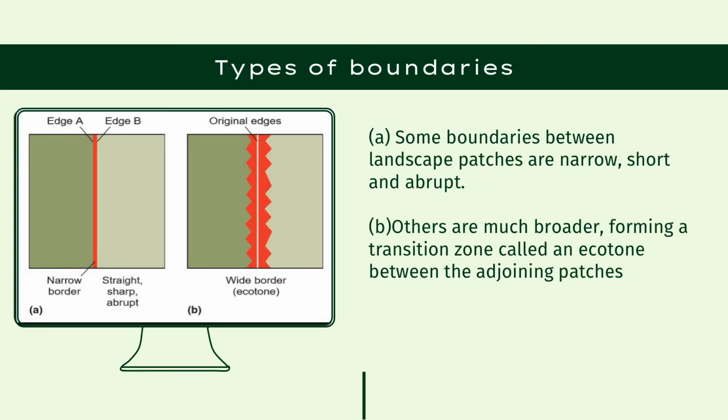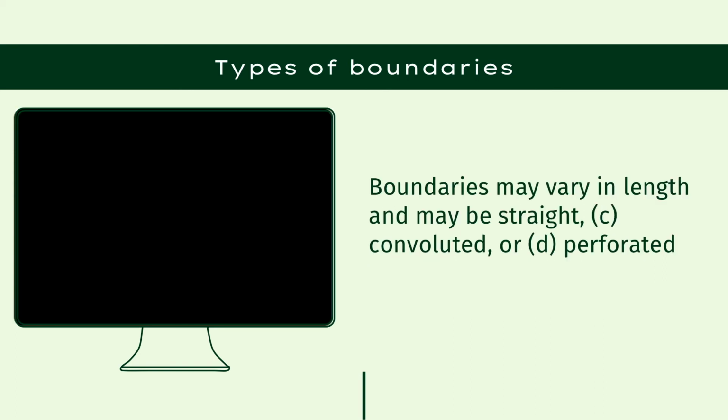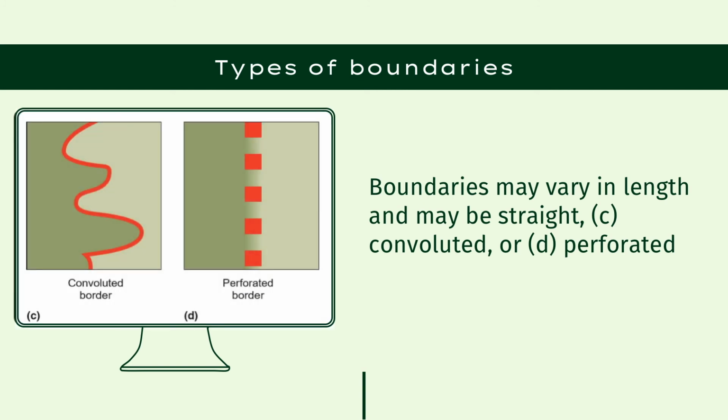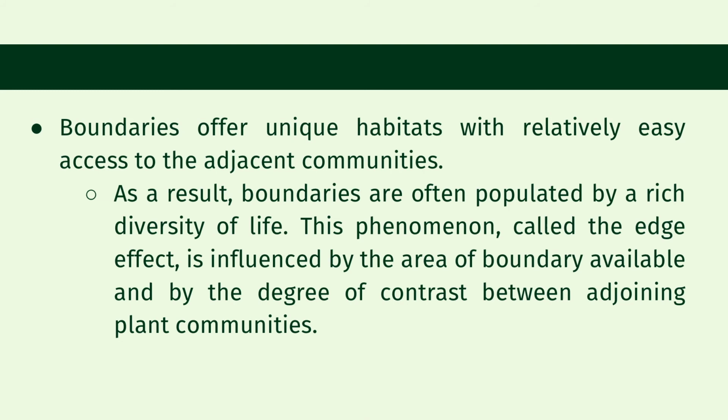Some boundaries between landscape patches are narrow, short, and abrupt. Others are much broader, forming a transition zone called an ecotone between the adjoining patches. Moreover, boundaries may vary in length and may be straight, convoluted, or perforated. Boundaries offer unique habitats with relatively easy access to the adjacent communities. As a result, boundaries are often populated by a rich diversity of life.